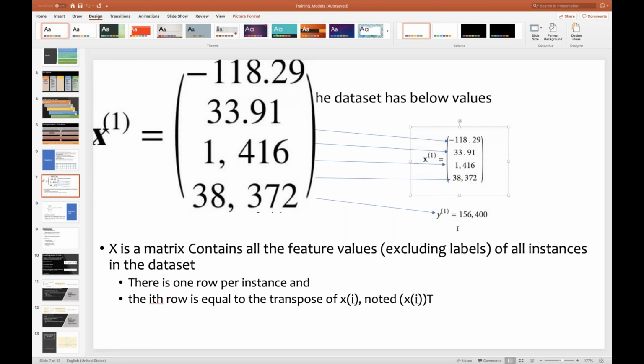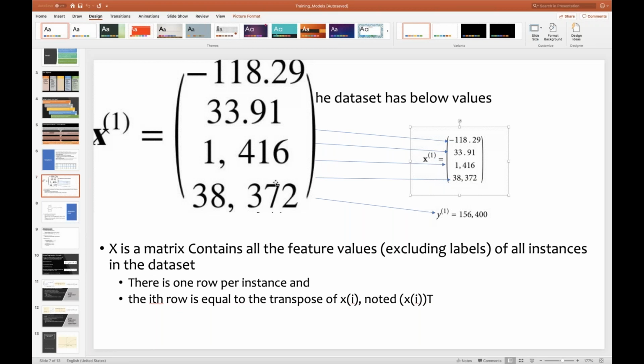Labels are nothing but the expected outcome. Feature values are the values on which you run some transformations or some formula implementation so that you'll get a label. Okay, now here this is a matrix. What this matrix is doing is containing all feature values, excluding the labels, of all instances in the data set. You'll have one row per instance, and the ith row is equal to the transpose of x of I.